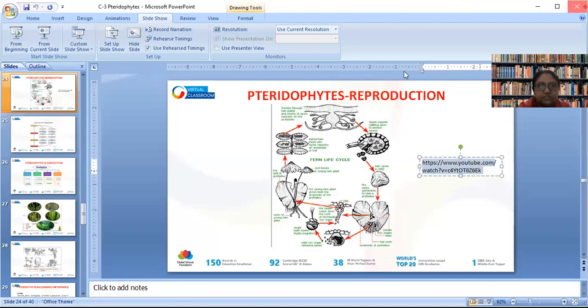Now the topic is open for discussion, and if you have any doubts, feel free to ask me regarding pteridophytes. Beta.